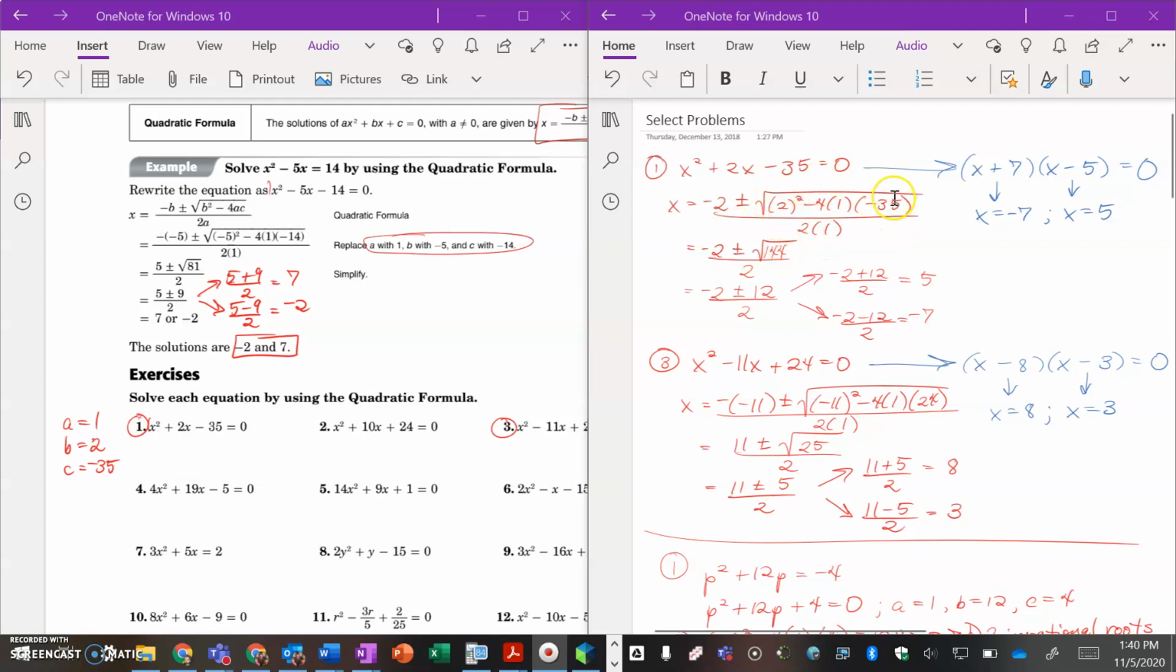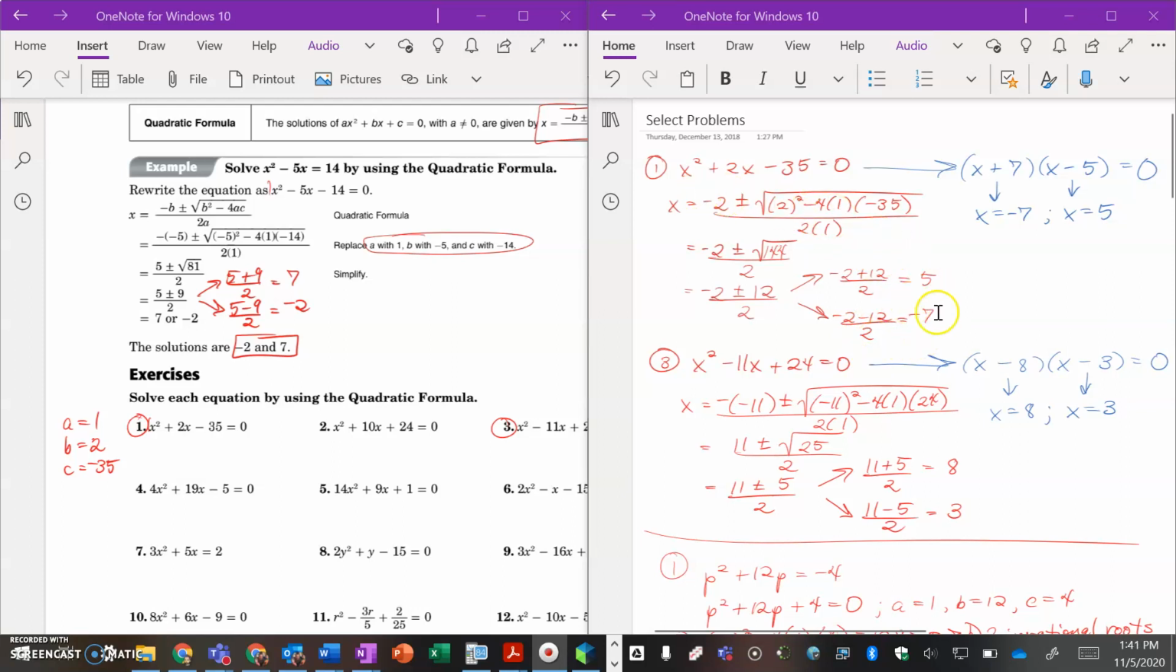If we do the math here, this ends up being 144, which is great. It just so happens, of course, again, that that's a perfect square. And when you take the square root of that, you'll get 12. So negative 2 plus or minus 12, all over 2. This first answer comes out as such: negative 2 plus 12 over 2, or 10 halves, which is 5. Negative 2 minus 12 over 2, or negative 14 halves, is negative 7.